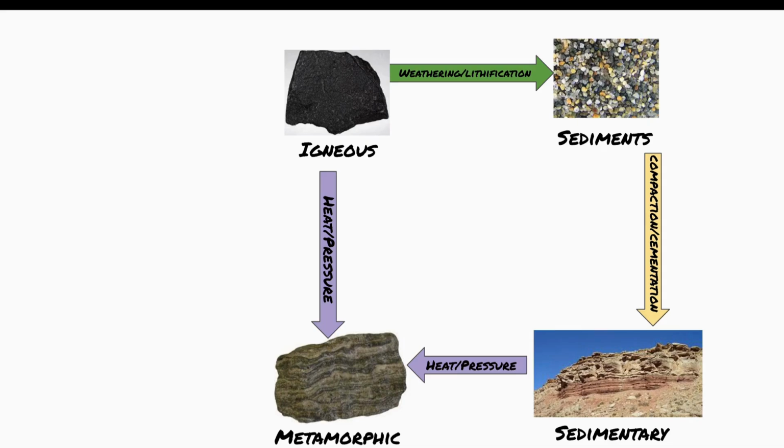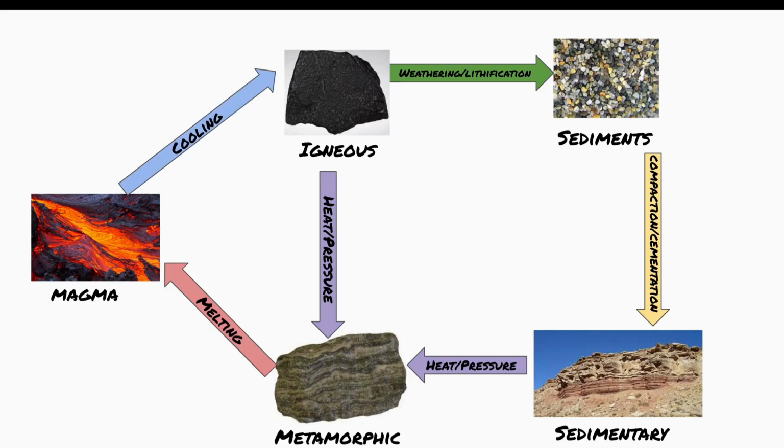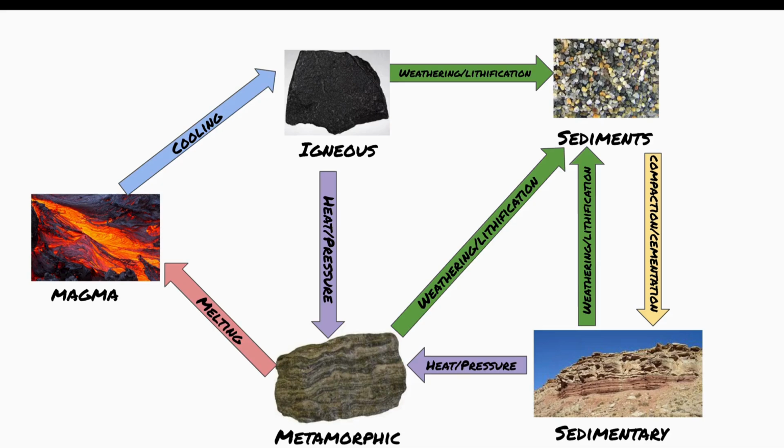Now the metamorphic rock could be melted, which turns it into magma, which then cools into an igneous rock. The metamorphic rock could also experience weather and lithification, which we know will break it into sediments, which will compact down into a sedimentary rock. What's cool about the cycle is that the sedimentary rock could experience weather and lithification, turning it into sediments, which then compact down into another sedimentary rock.